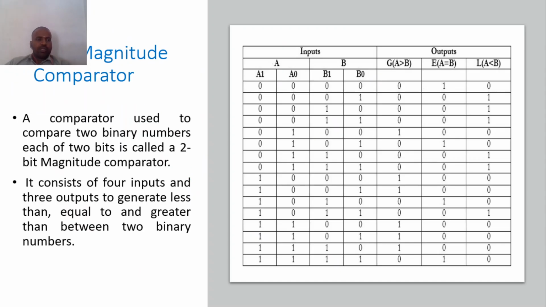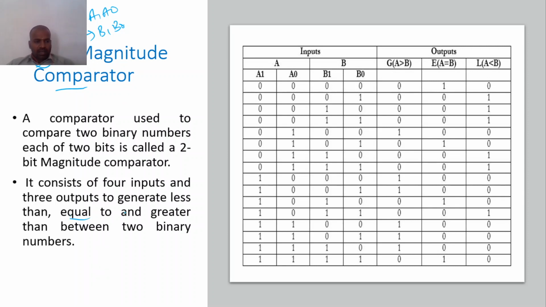So the next thing is the 2-bit magnitude comparator. Again we know that for a comparator we need two inputs, that is A and B. Now this is a 2-bit comparator. So in A I am going to take two inputs A1 A0, and in B I am going to take B1 B0. Okay, so let's create the truth table. Again here the outputs are the same, only three outputs are needed.